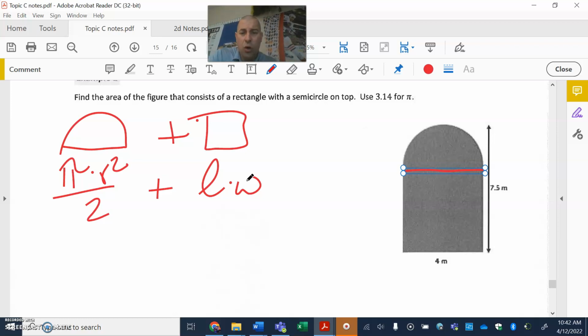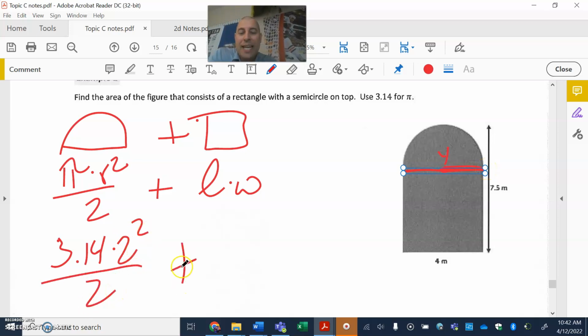Okay, so remember that the sides of shapes can share, and so we can use that information. Because this is a 4, I know that this line is also a 4. So, okay, 3.14 for pi, so 3.14 times, what's my radius? Well, it's only going to be half the amount, so that'll be 2 squared, and we'll divide it all by 2. Now, the length and the width is what gets a little more interesting, because the 7.5 goes all the way up to the top. I only want it to here.